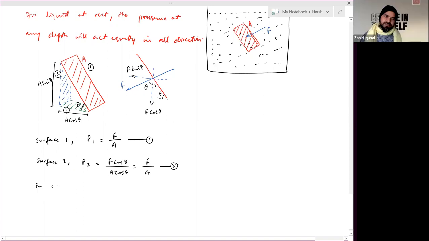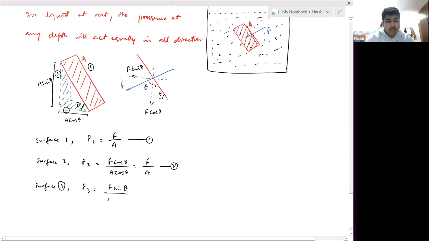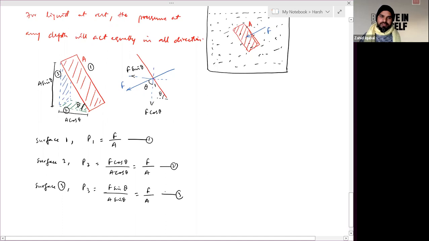Let's say for surface third, pressure third is equal to force. For the third part, we have force F sin theta and area of cross section A sin theta. Sin theta and sin theta cancel out, so we are left with F by A only. So this is equation third.